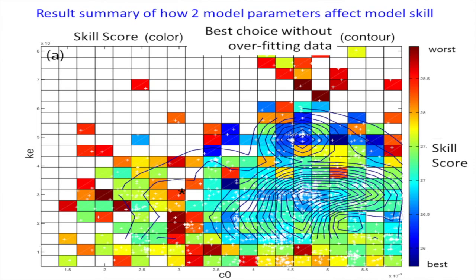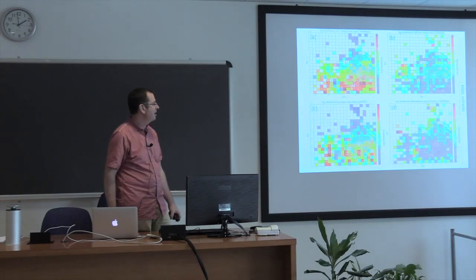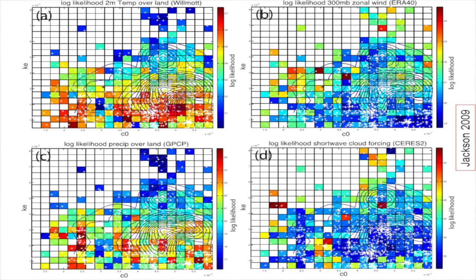So this is with the log likelihood that is a combination of many observations. If we break down the same picture by particular components of the log likelihood, we can see that there is this competition. So this is repeating the same view, but this time we're looking at the component of the cost function that's only referring to 2 meter air temperature. That says, well, actually, this part of parameter space that you're favoring overall is not necessarily the best configuration for getting the right temperature over land. However, it is a good part of parameter space for getting shortwave cloud forcing.